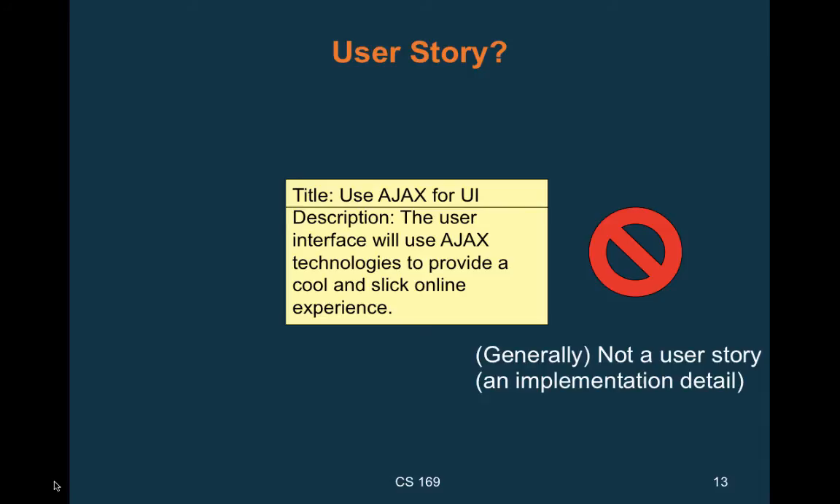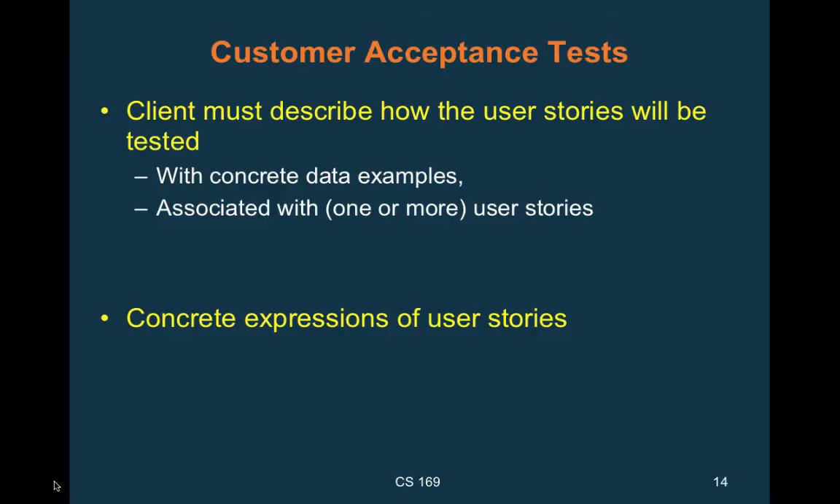Okay, so these are not black or white rules. Just try to use judgment and try to filter out things that don't belong here. So, what's the next level down from user stories? Or what can you do with the user stories before you actually start designing and implementing them? And it's a very useful technique that's used in agile programming, but in any kind of software project in general: acceptance tests.